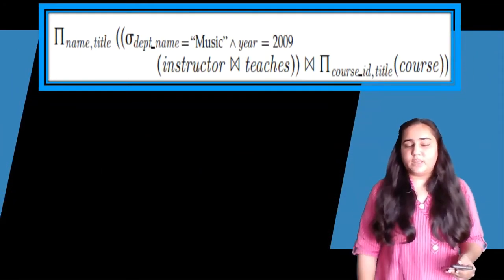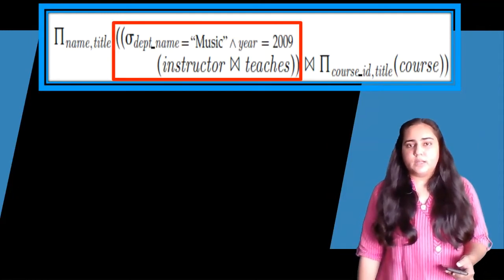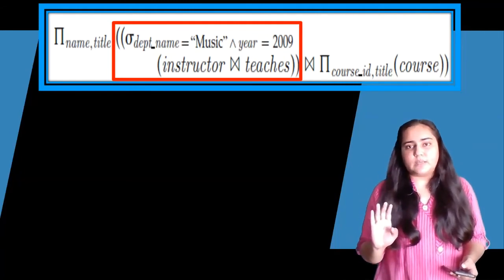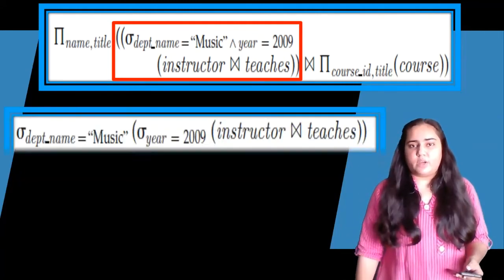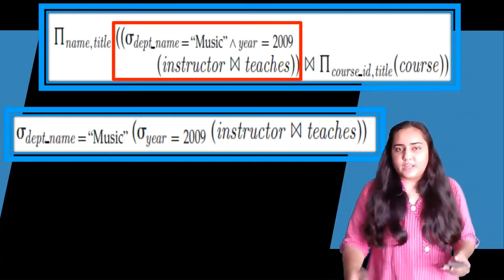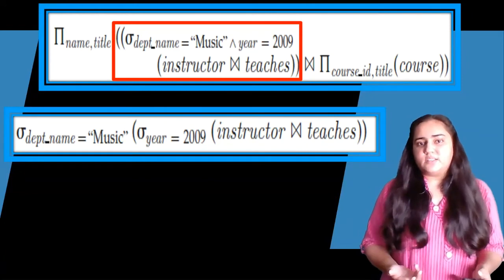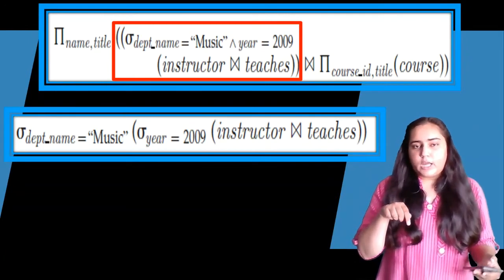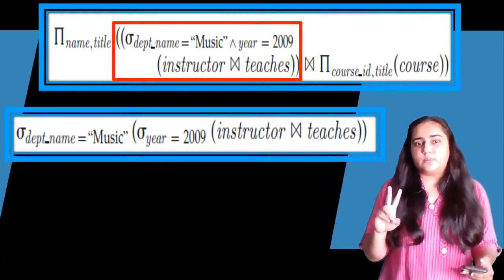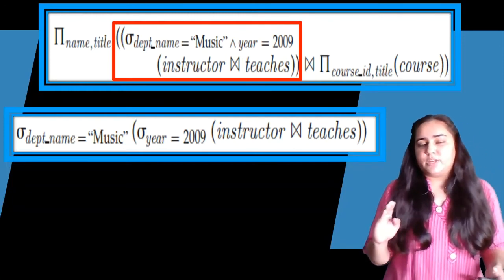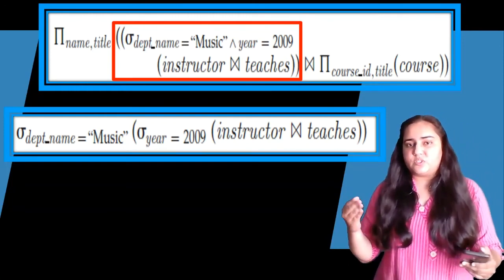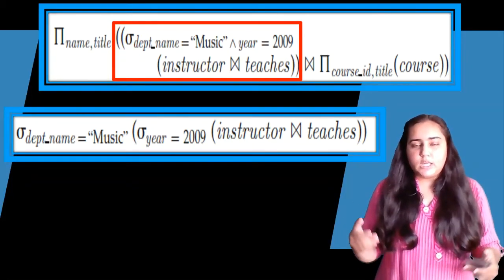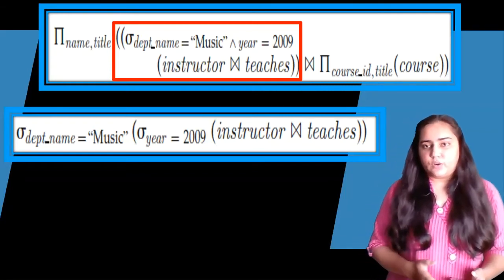So this is my query right now. I can still transform it. And I'm going to perform a transformation only in this red area that you can see. So let's just take that red area out. That red area, I have taken it out, and you can notice I've already done some transformation. The transformation that I've done is, instead of the conjunction, I have applied 2 sigma conditions. So first I've applied sigma year equal to 2009, and then to the result of that, I have applied sigma dept name equal to music, which is the same as saying sigma dept name equal to music and year equal to 2009.